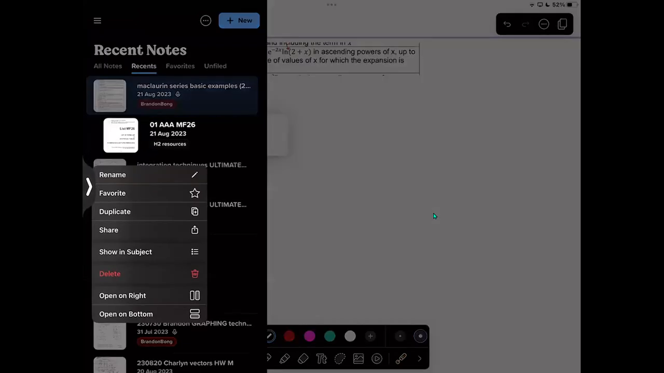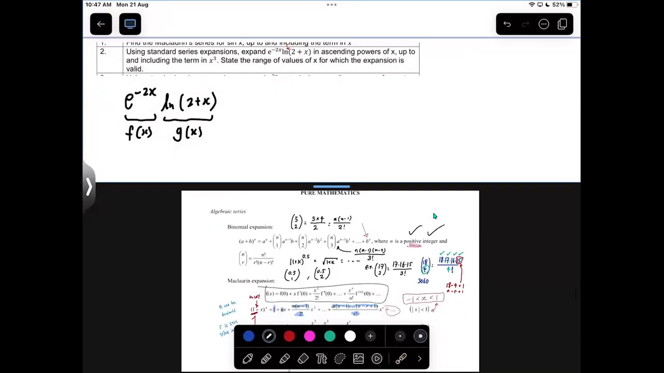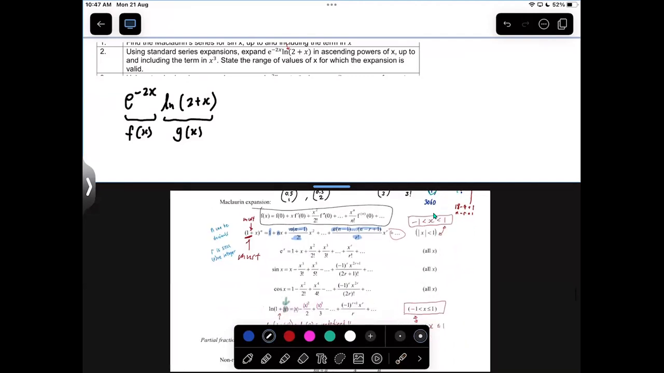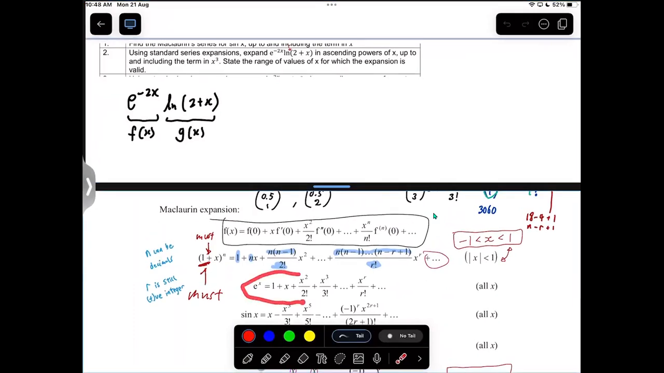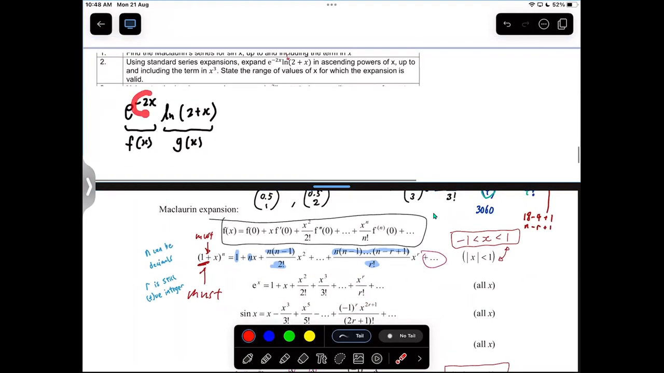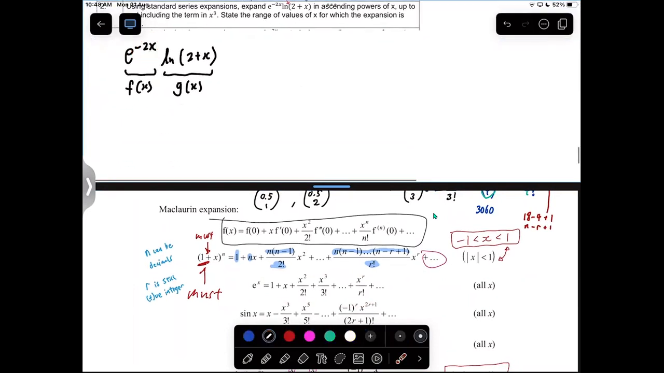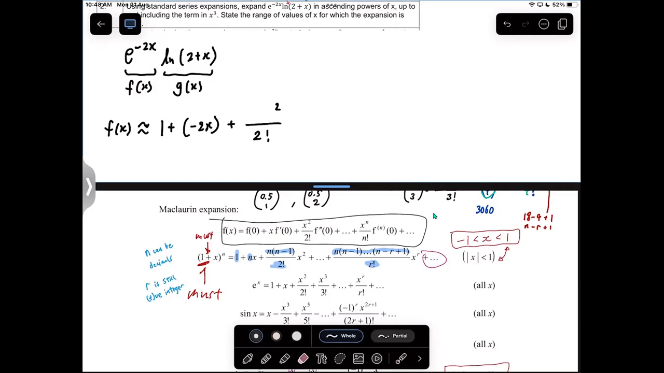So let's look at the MF26. I'll split the screen. Then if we look at the Maclaurin series standard expansions, you see e to the power x has this formula, right? Can you see that? Then you are just going to use the formula, but replacing the x with negative 2x. So let's do that, expand. For f(x), it is approximately the e to the power negative 2x: 1 plus, but here the x replaced with negative 2x, so negative 2x plus something squared over 2 factorial. The something is negative 2x. Does it make sense so far?